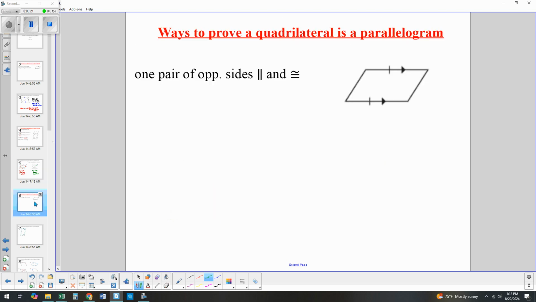The last way we're going to learn about how to prove that a quadrilateral is a parallelogram is if one pair of opposite sides is both parallel and congruent. It has to be the same pair of sides. So if the top and bottom were congruent but these sides were parallel, that wouldn't be enough information. It has to be the top and bottom parallel and the top and bottom congruent, or the sides parallel and the sides congruent.